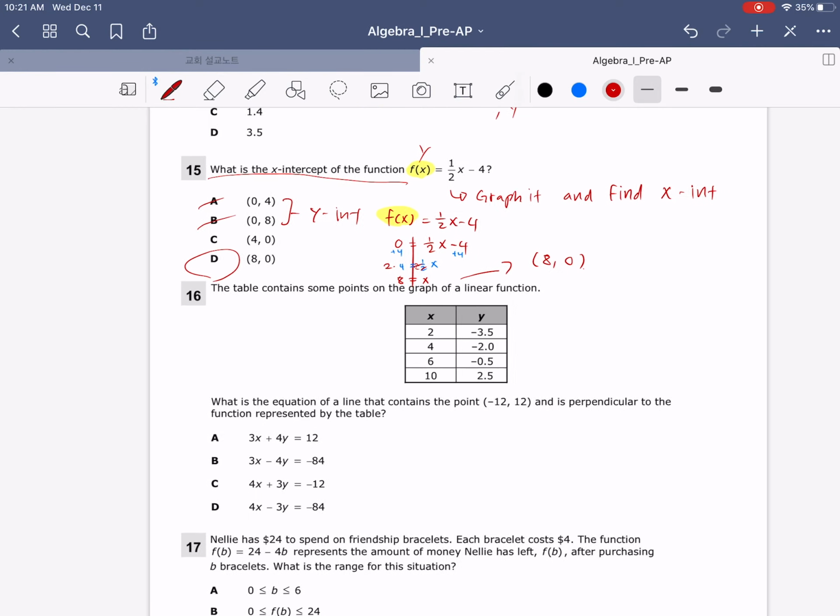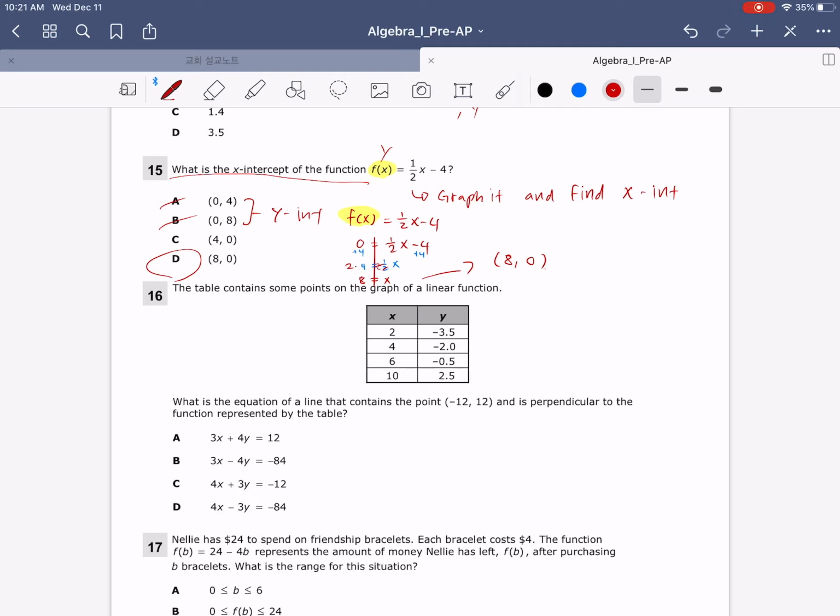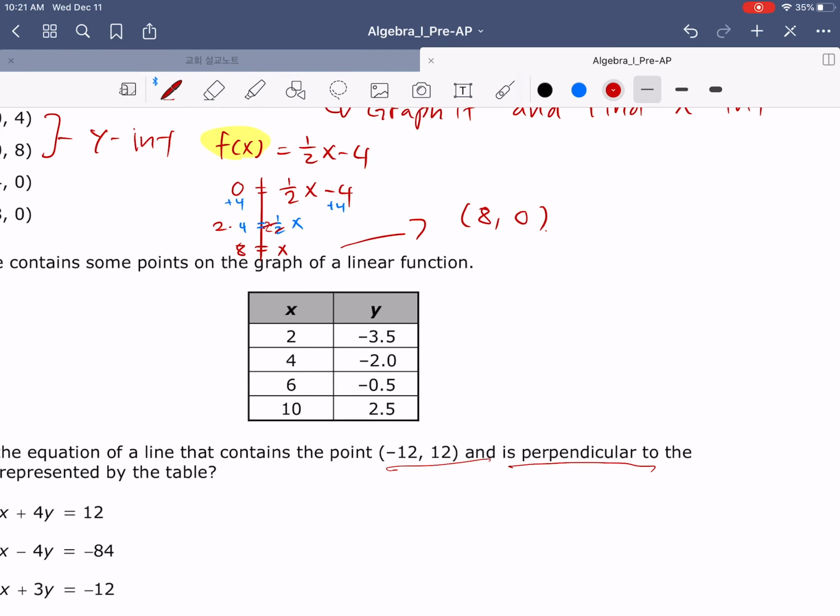Now, 16. The table contains some points on the graph of a linear function. What is the equation of the line that contains this point and is perpendicular to the function? Oh, it's gonna be a long question. Okay, let's find the slope here.